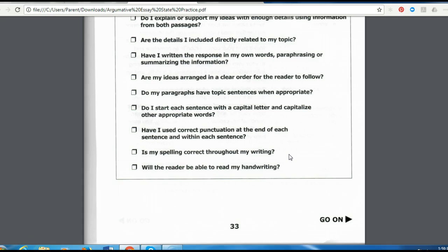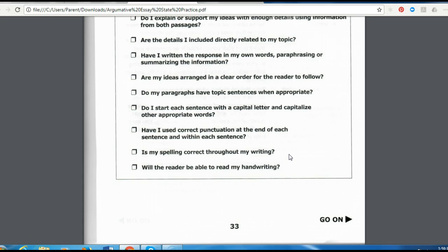So you always want to go back and be reading what you've written. What I would recommend is after you finish a paragraph, go back and reread your paragraph. That way you've at least reread it once. You can check, does it make sense? Am I staying on topic? Have I used my correct punctuation and capital letters?